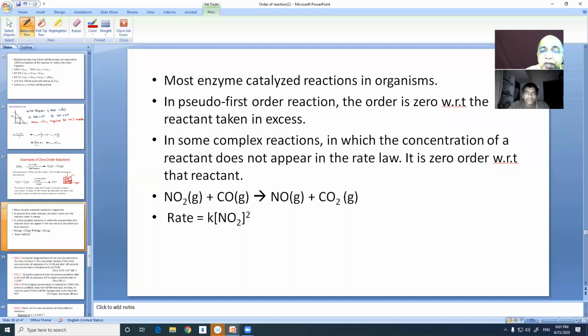Here, carbon monoxide is totally eliminated. So if somebody asks us what is the order with respect to carbon monoxide, we have to say it is zero order with respect to carbon monoxide. If no term is there, then it is zero order with respect to that, because it is a reactant.